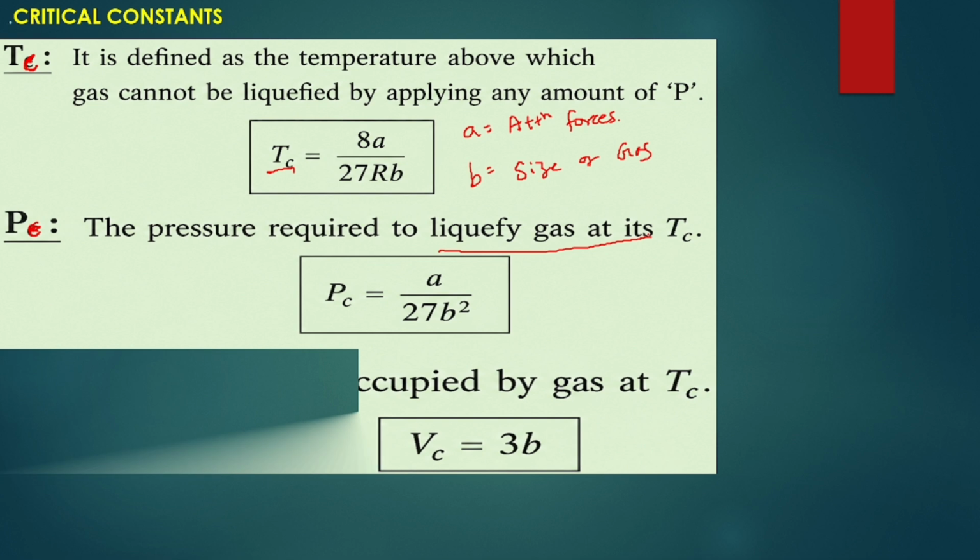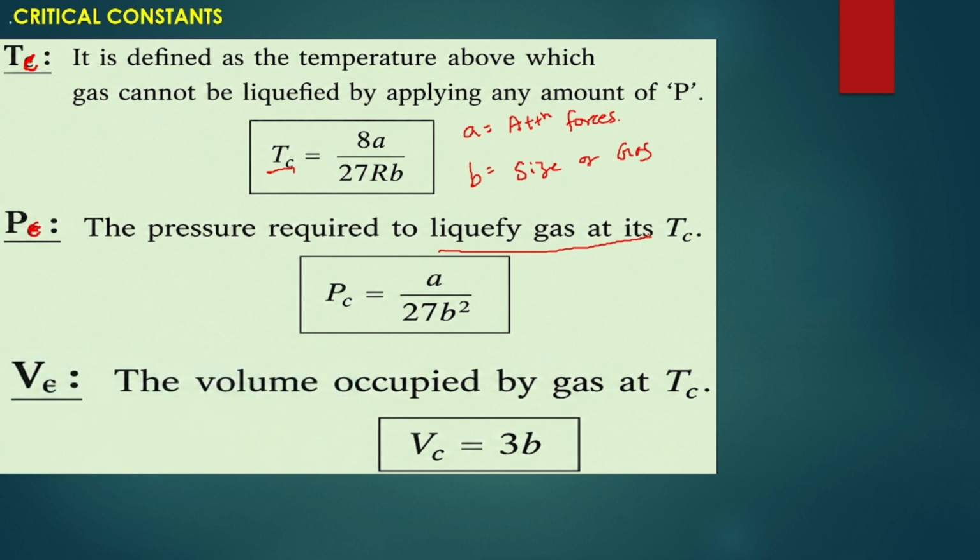Next, critical volume, VC. Critical volume is the volume occupied by the gas at TC and PC.